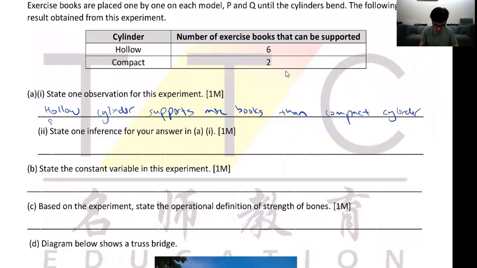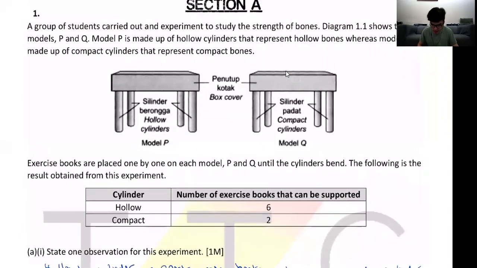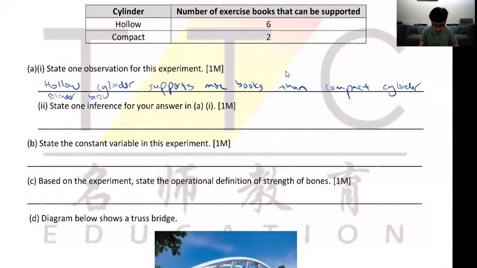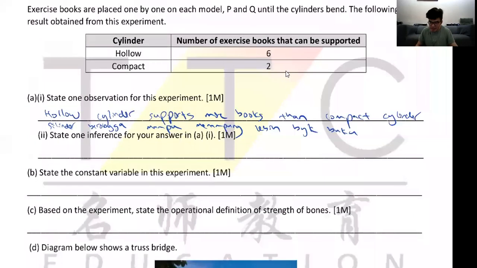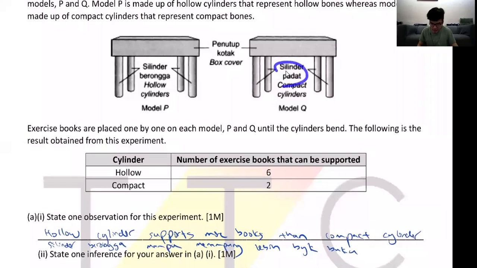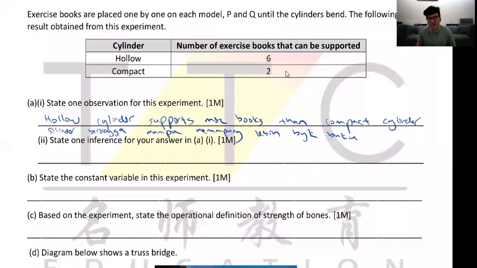So your cylinder berongga, is it? Yeah, berongga. Cylinder berongga mampu menampung lebih banyak bolt daripada silinder padat. Okay, I'm just too lazy to write lah.